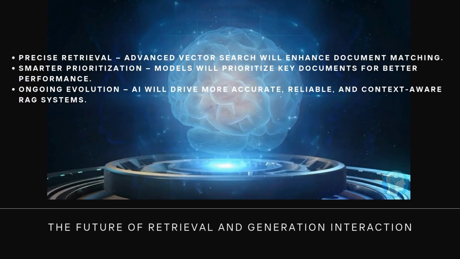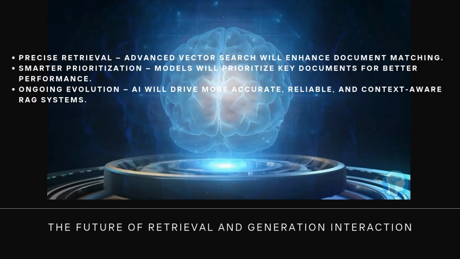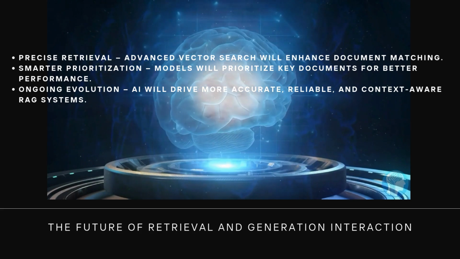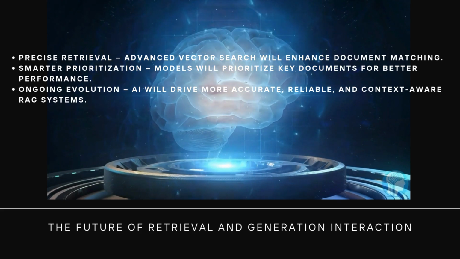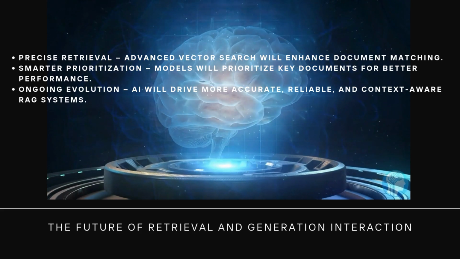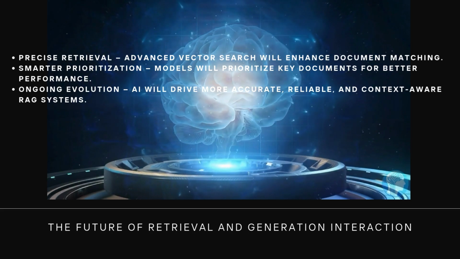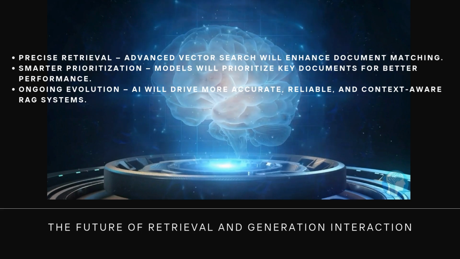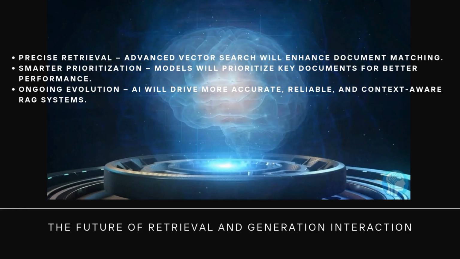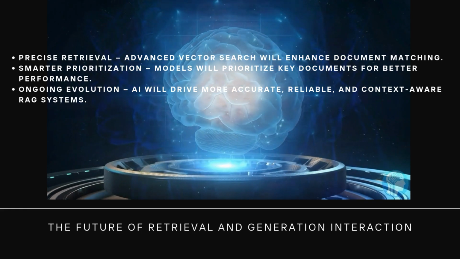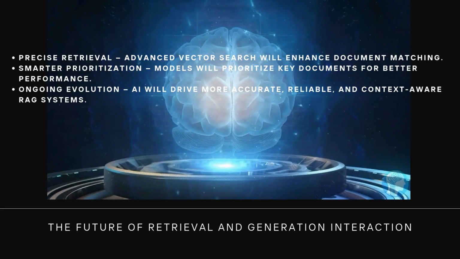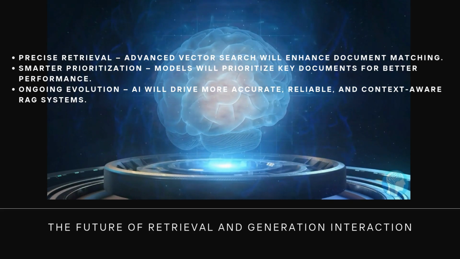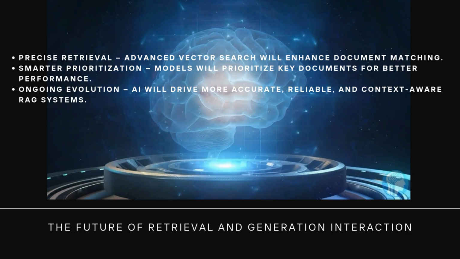The future of retrieval and generation interaction. Looking ahead, we can expect even tighter integration between retrieval and generation. Future RAG architectures may incorporate more advanced forms of vector search, allowing for even more precise document matching. Additionally, generative models may develop the capability to prioritize certain types of documents during retrieval, enhancing overall performance.